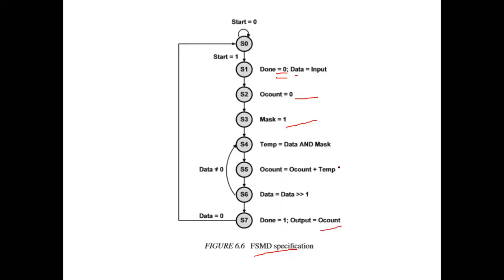Whatever be the value in the register output count, that will be given to the output port, and the done signal is made 1. Then it will again get back to state 0 for repeating. That means it will wait for the start signal again, and this whole process will be repeated. Is it clear? This is the FSMD based representation. Any doubts?